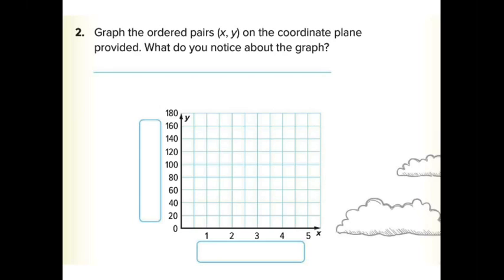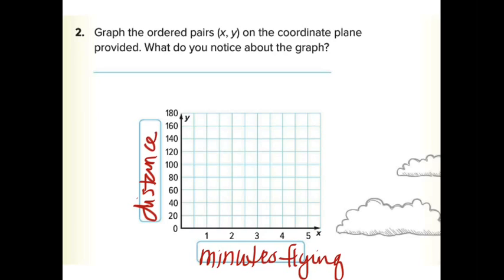So if we look at our x values, our x stands for what? Take a look back at the problem. What does the x represent? Hopefully you got minutes flying, or just minutes. Our y variable, or our y axis, represents the distance. You could even say miles. Okay, you could say distance or miles.